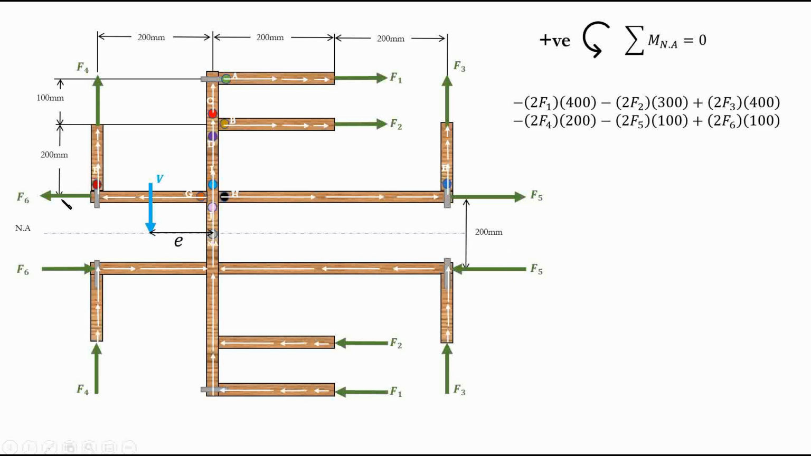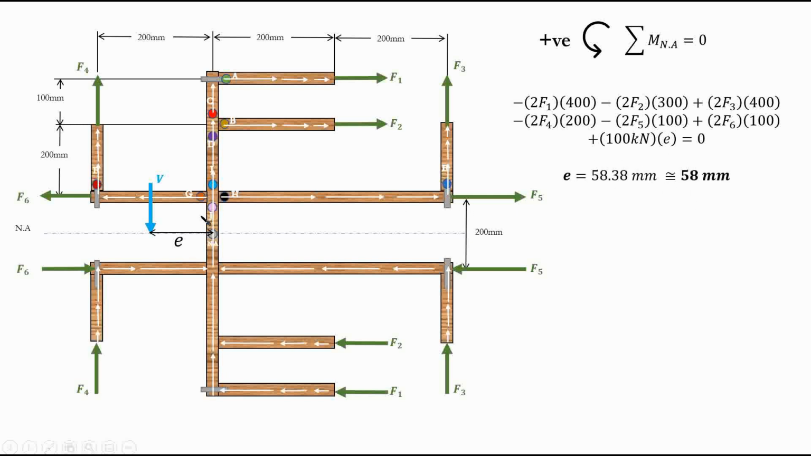Same thing for F6: F6 multiplied by 100, F6 multiplied by 100. Of course, this is in the counterclockwise direction, so it's positive. Now, plus the shear force that we applied, so 100 multiplied by E, which is in the counterclockwise direction, so it's positive. Plus 100 times E. When we solve this, as we found F1, F2, F3, F4, F5, F6 all in the previous page, we find E and we find 58, and it's positive.